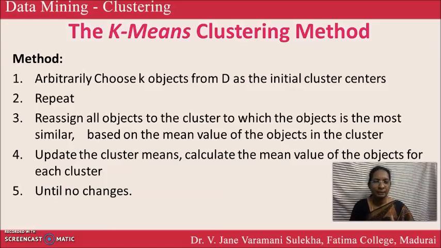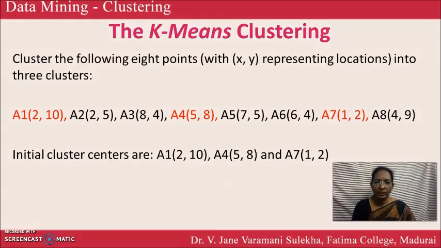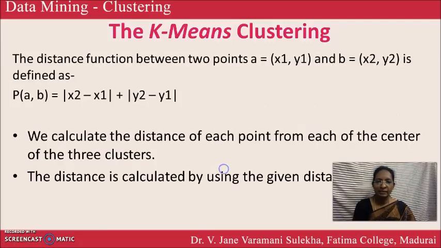Now let's see the k-means algorithm with an example. We are having 8 points. We are going to form 3 clusters. So we have 8 points, that is A1, A2, A3, A4 up to A8. So we arbitrarily choose 3 points like A1, A4 and A7 as cluster centers. So we are taking A1, A4 and A7.